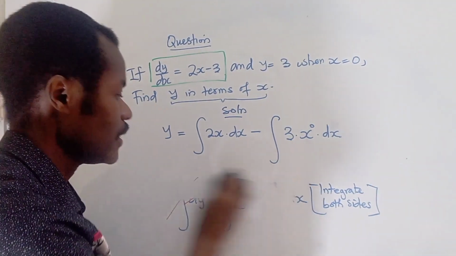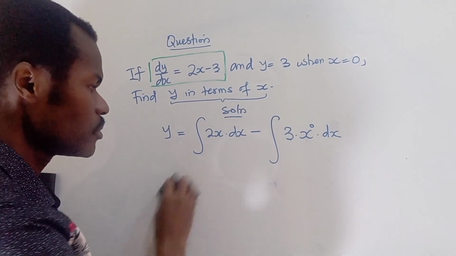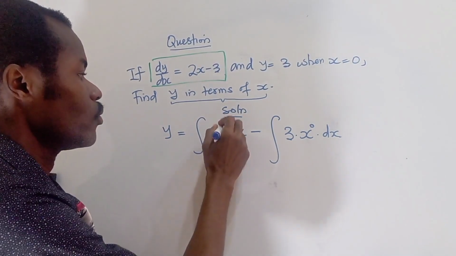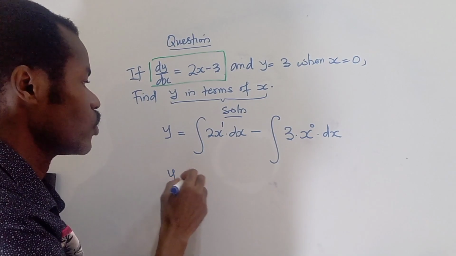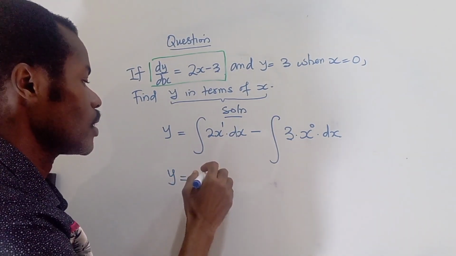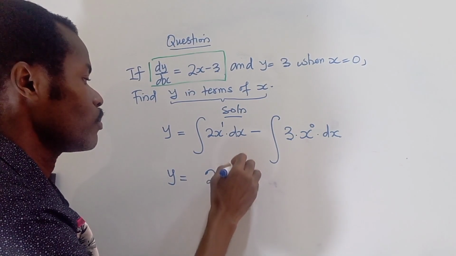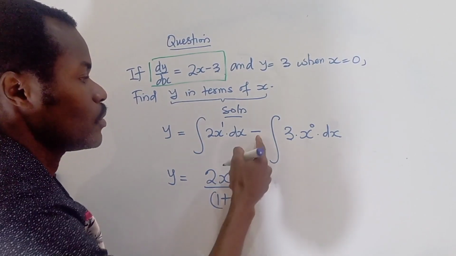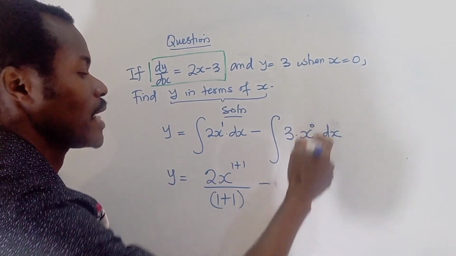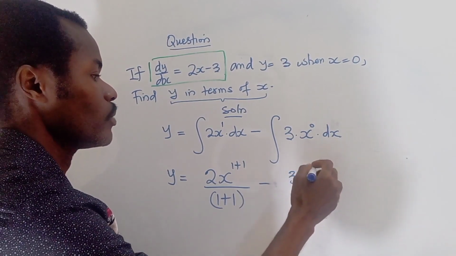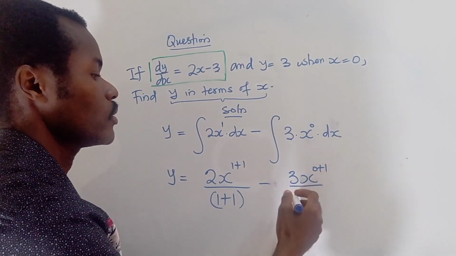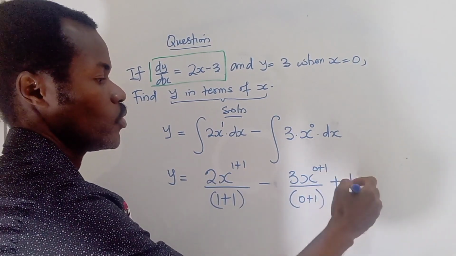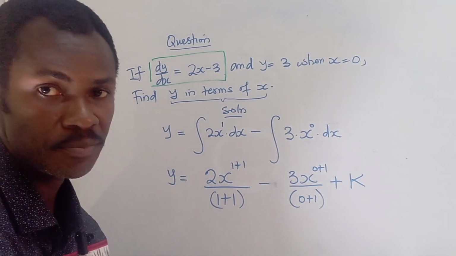Let's see what this gives us. The general rule of integration: this has the power of 1, and when you are integrating, you add 1 to the power. So I'll have 2x raised to the power 1 plus 1, divided by the new power, so you bring it all down. Minus, and for this one, add 1 to the power, so we have 3x raised to the power of 0 plus 1, divided by the new power. Plus, we can now put our constant.